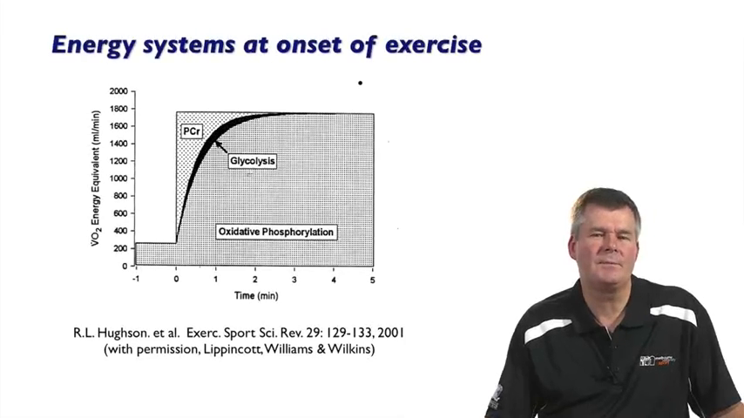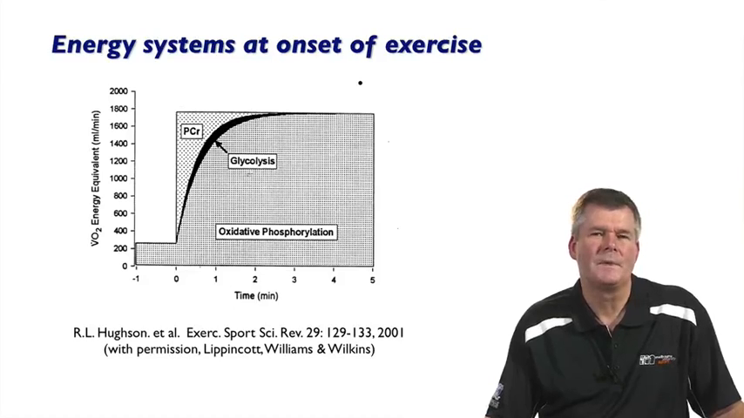If we now look at some examples of how these energy systems are utilised, let's look at the transition from rest to a certain level of exercise we call steady state exercise. And in this example, an exercise intensity that requires about 1.8 litres per minute of oxygen. You can see that the oxygen uptake doesn't increase instantaneously to that level.